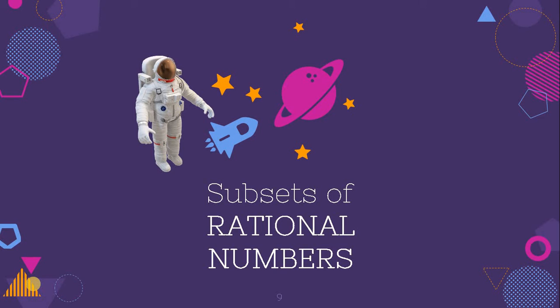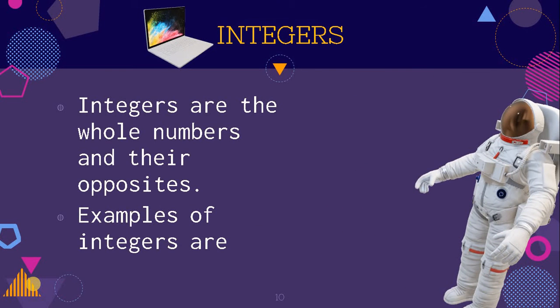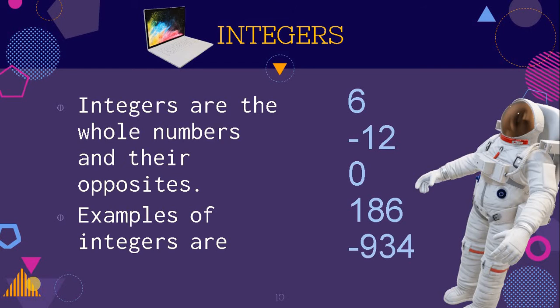So what are the subsets of rational numbers? How can you tell that they are rational numbers? Number 1 is integers. We all know integers are the whole numbers and their opposites. Examples of integers are 6, negative 12, 0, 186, and negative 934. Integers are composed of negative numbers, 0, and positive numbers.